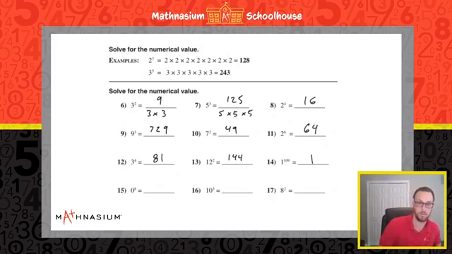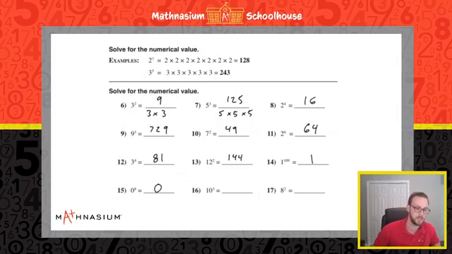All right, and what about number 8? I'm sorry, number 15. 0 to the 8th power. What is 0 to the 8th power? Well, 0 times 0 is 0, times 0 would still be 0. So no matter how many times you multiply 0 by itself, you get 0. Good job.